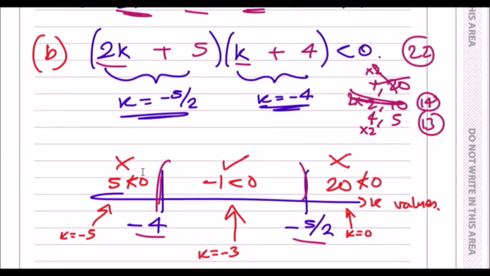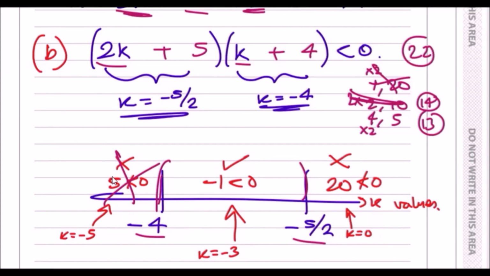So what I did for the left side, I just chose a number for k which is less than minus 4. I chose minus 5. So when I plugged in minus 5 into this first equation here, I realized that I got 2 times minus 5 plus 5, which is minus 5, and then minus 5 plus 4 is minus 1, and then times in this I got plus 5. And you can see that 5 is not less than 0, so this statement is wrong. What this means is that any value less than minus 4 is false, so k is definitely not less than minus 4.